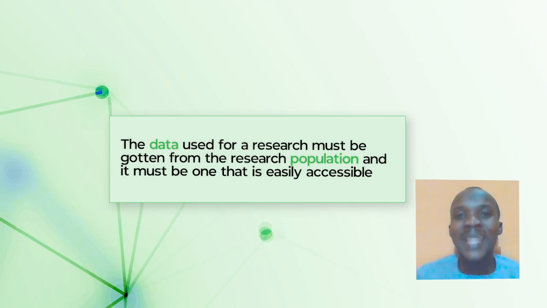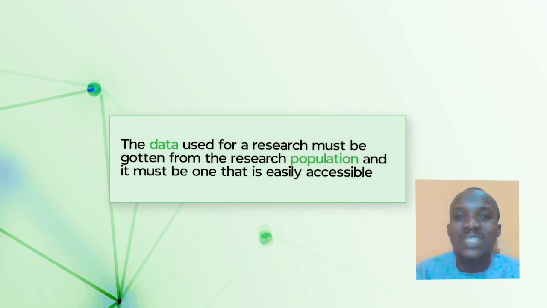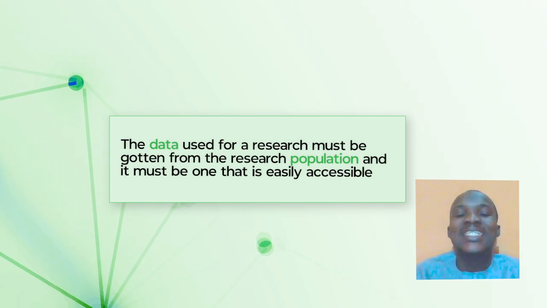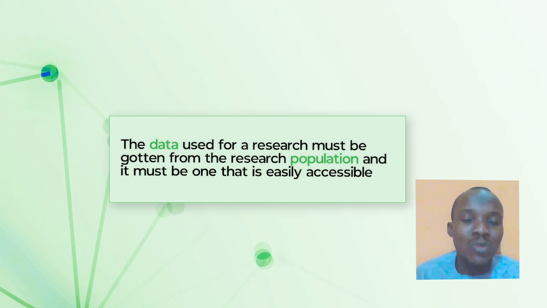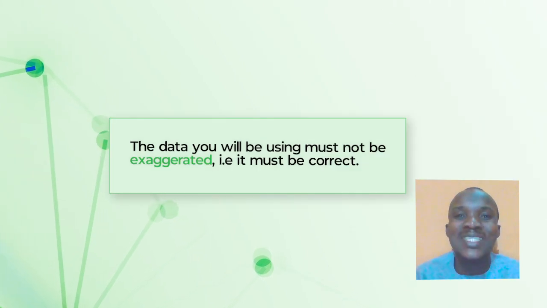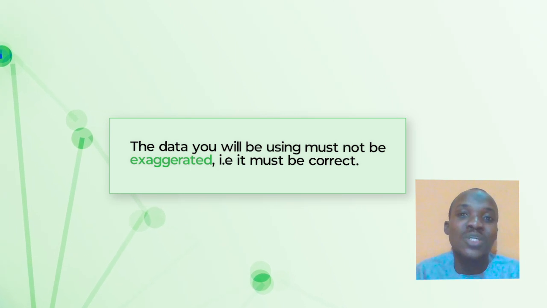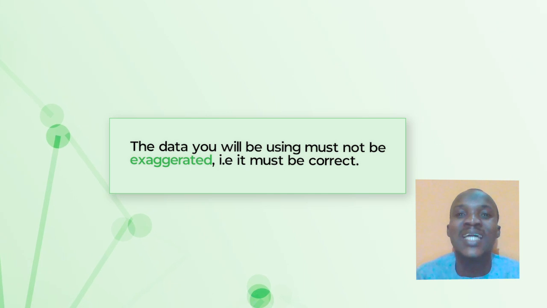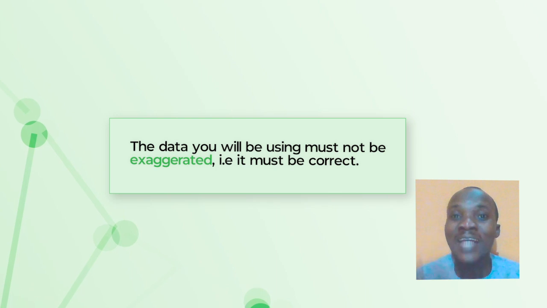In other words, the data I must use for them must be data that I get from the countries themselves, the boundaries of those countries, and it must be data that is easily accessible and easily retrievable. I can get it just like all other researchers can get it. Likewise, the data that I'm using must not be exaggerated. I mustn't make use of data that is not correct. I must make use of data that is correct, that is verifiable by another researcher and usable by another researcher.